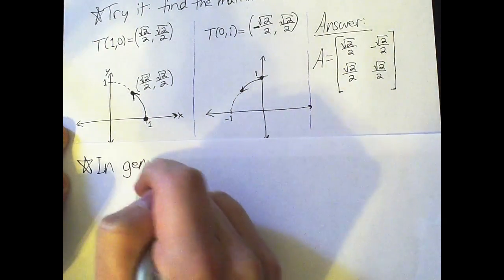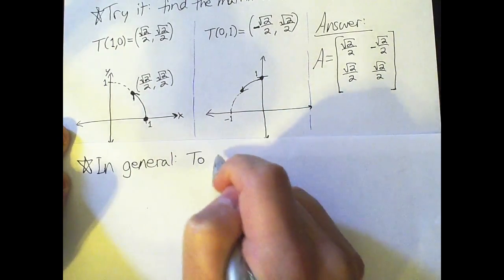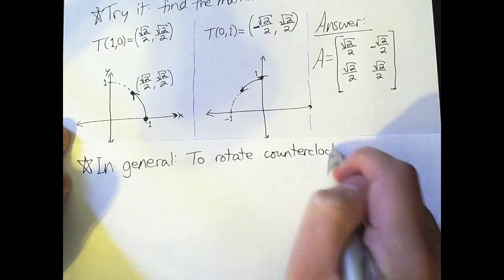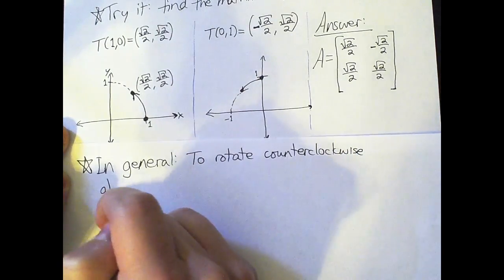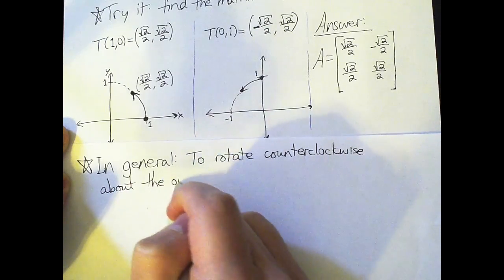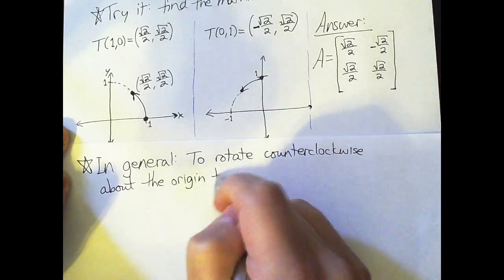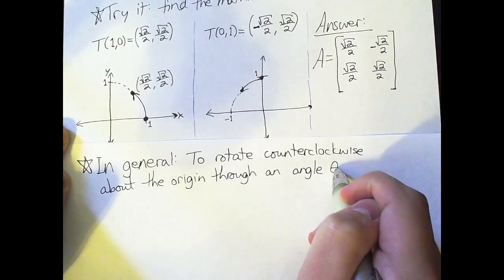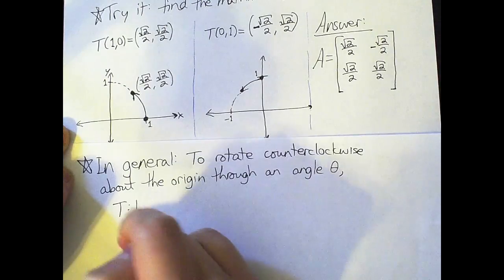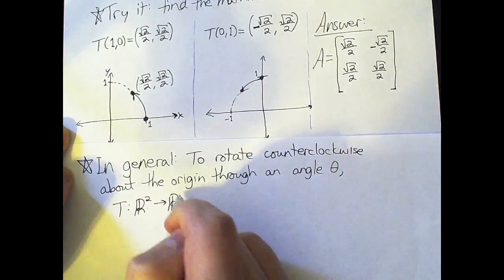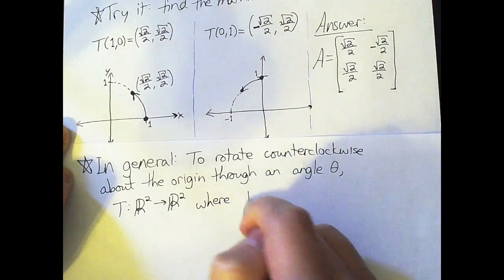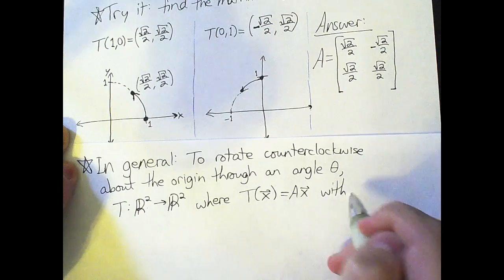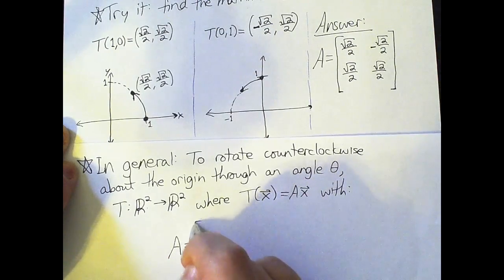In general, to rotate counterclockwise about the origin through an angle theta, the linear transformation goes from R2 to R2, where T of x equals Ax, with A equals. All right, we're being more general here.